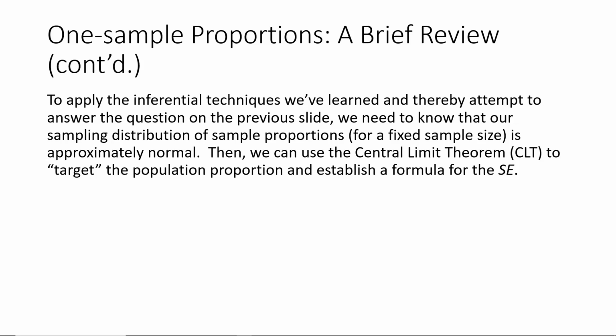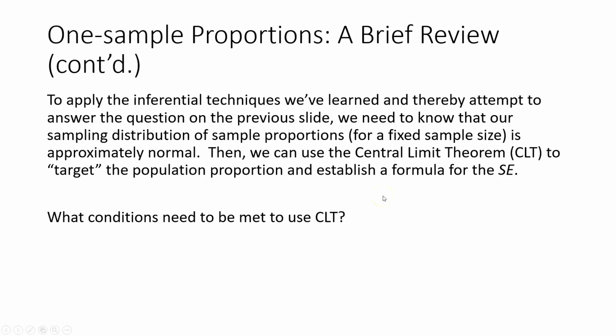To apply the inferential techniques that we've learned and thereby attempt to answer the question on the previous slide, we need to know that our sampling distribution of sample proportions for a fixed sample size is approximately normal. Then we can use the central limit theorem to target the population proportion and establish a formula for the standard error. So the question naturally arises, what conditions need to be met to use the central limit theorem?